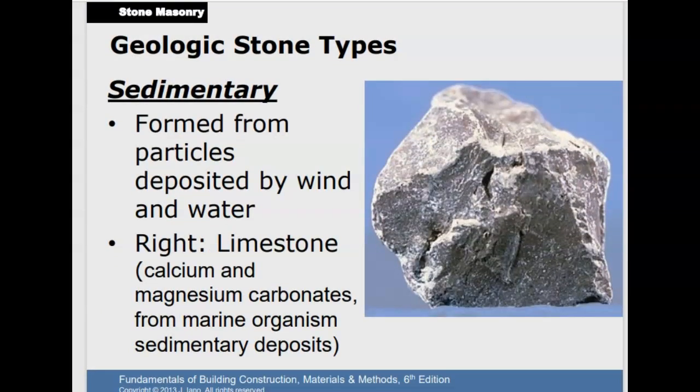Second one of the geologic stone types is sedimentary rock. These are formed from particles deposited by wind and water. They tend to come down like sand, and then they get solidified. Here is limestone. It's calcium, magnesium carbonates from marine organism sedimentary deposits.